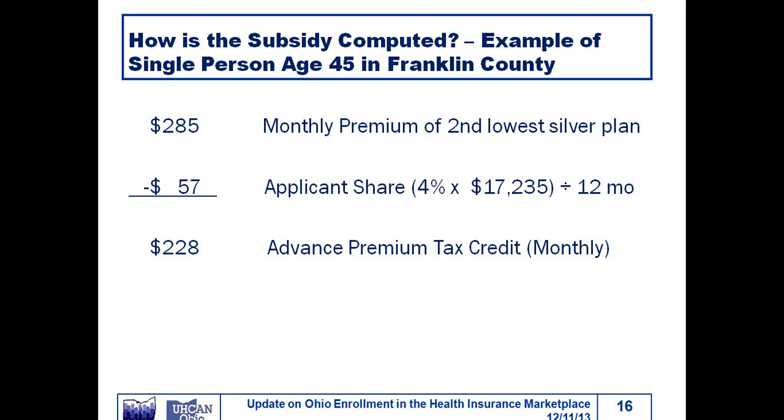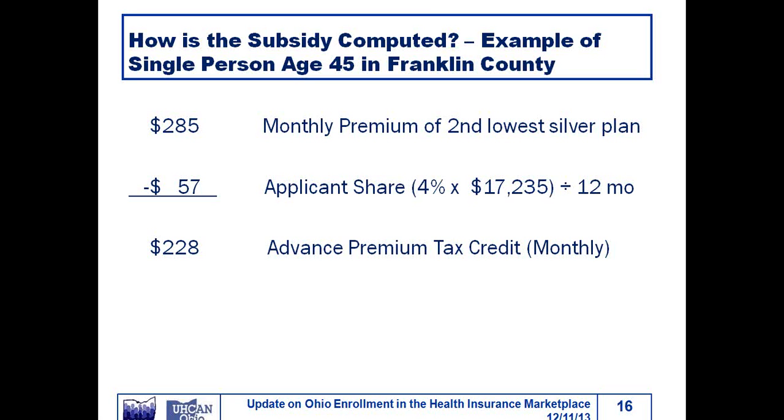So if I were a 45-year-old single person, the monthly premium in Franklin County for the second lowest plan is $285 a month. That's even without a subsidy. Based on if my income was $17,235 a year, the chart says that I should pay 4% of my income and then divide that by 12.